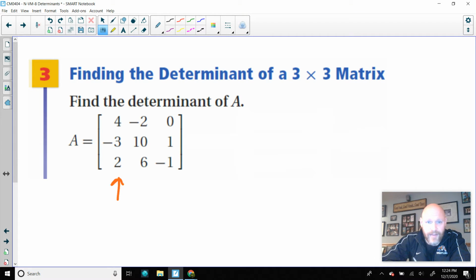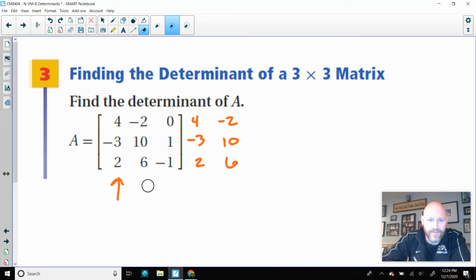We're going to repeat these first two rows. So I'm going to start by just putting a 4, a -3, and a 2. And then I'm going to repeat this one, -2, 10, and 6. You do not have to repeat the third row because we don't need those numbers. The diagonals aren't going to reach that far. All right. So once I have those rewritten like that, you guys would write that on your paper.